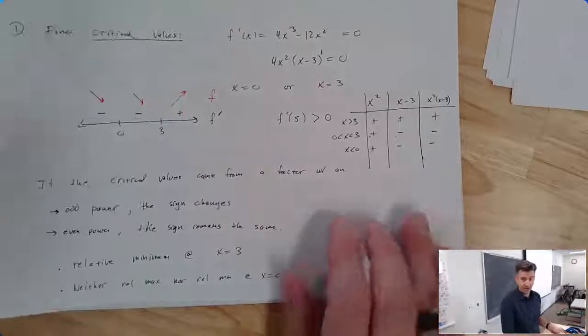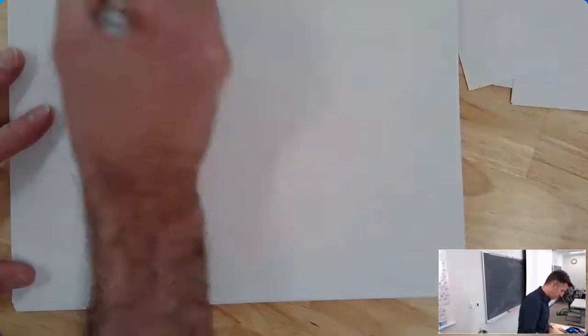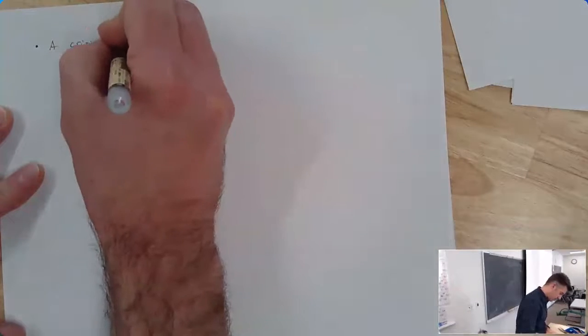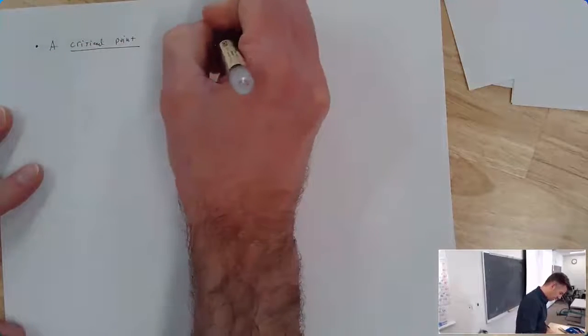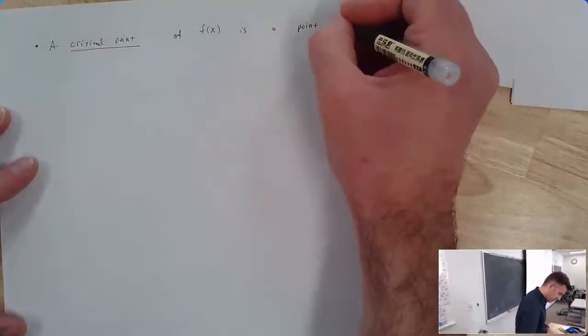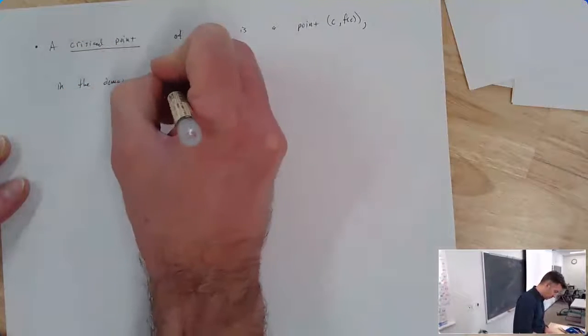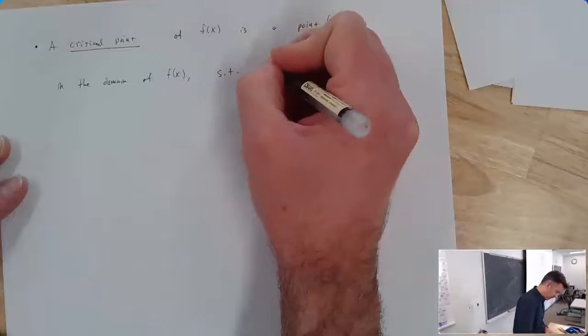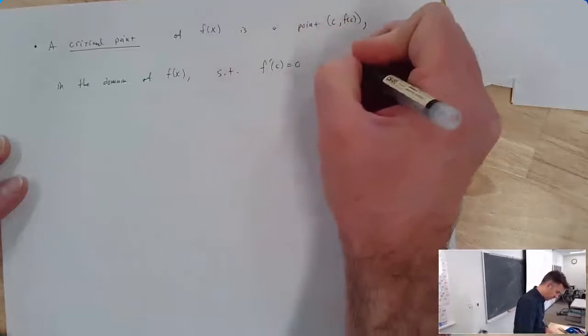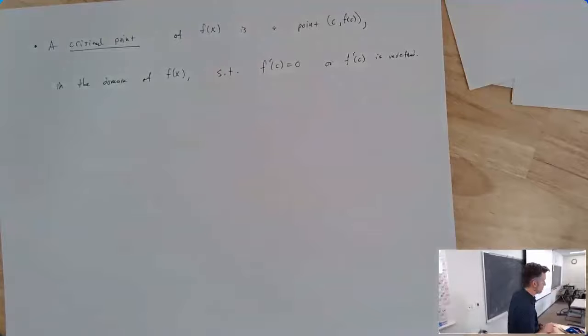So let's actually write that down again, because I do think it's worth being very specific. A critical point of f of x is a point, or value, but a point c comma f of c, in the domain of your function. Even though we don't feel like you should have to say that, I'm going to say it: in the domain of your function, such that f prime of c equals 0 or f prime of c is undefined. That is what a critical point is.